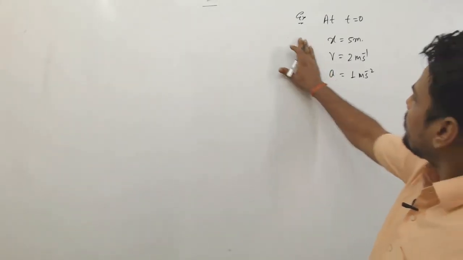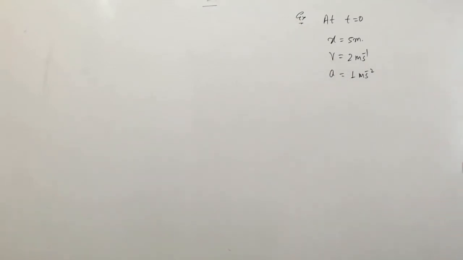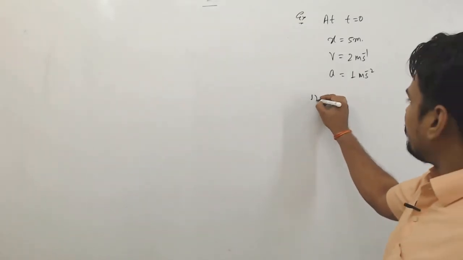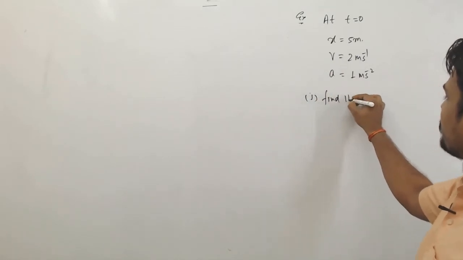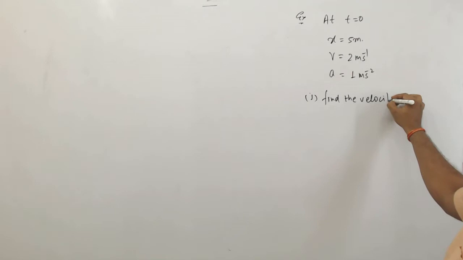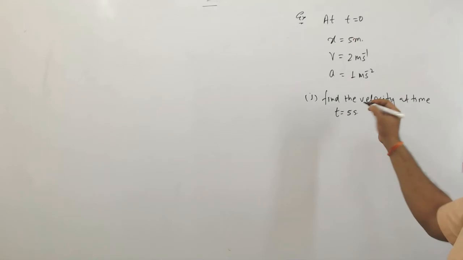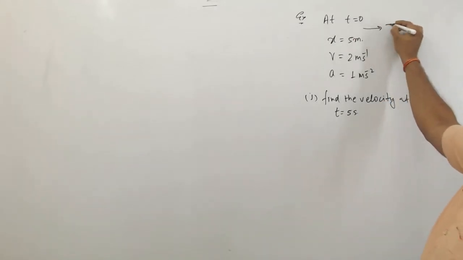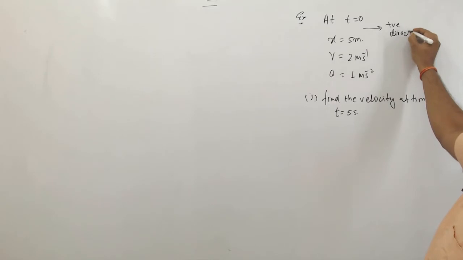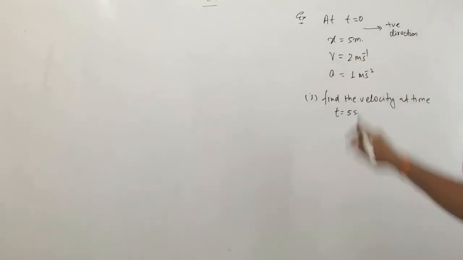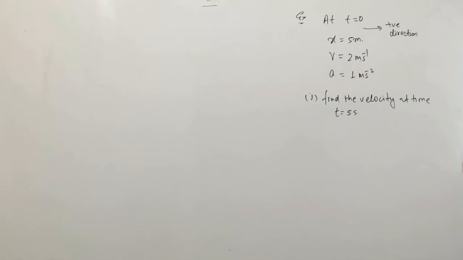Now we may be asked to find the velocity at a certain time, or the displacement at a certain time. So the first question I would like to give you: find the velocity at time t equals maybe 5 seconds. Let's say the body is moving in the positive x direction. At time t equals 0, it was at 5 meters and it is moving with a velocity of 2 meters per second with an acceleration of 1 meter per second square.